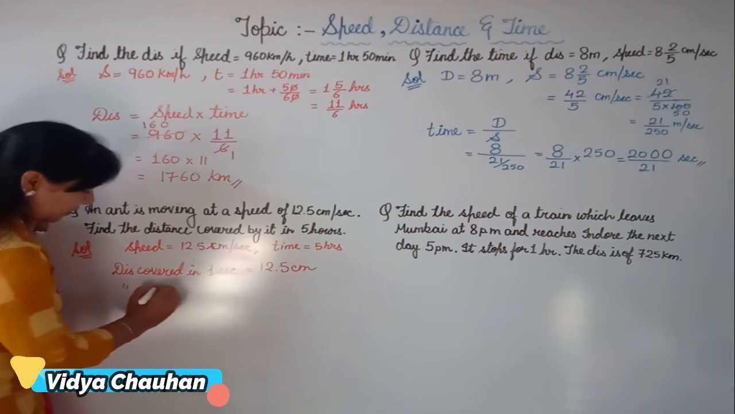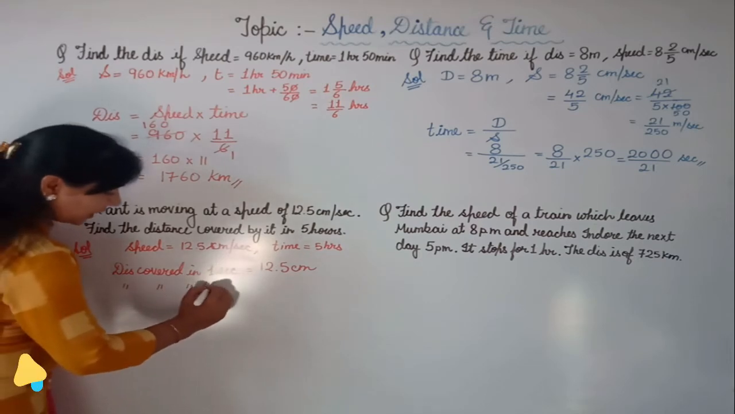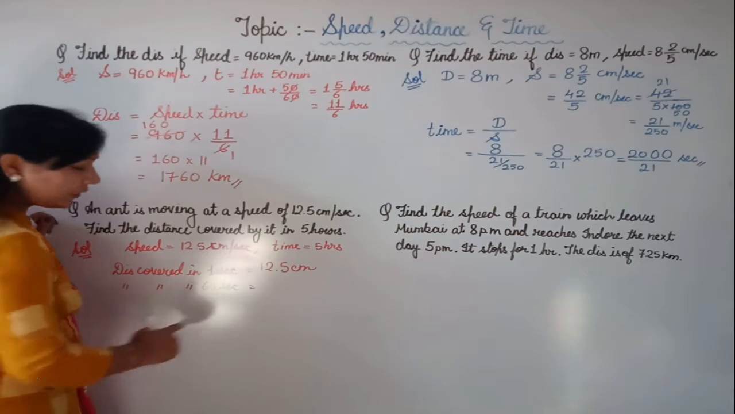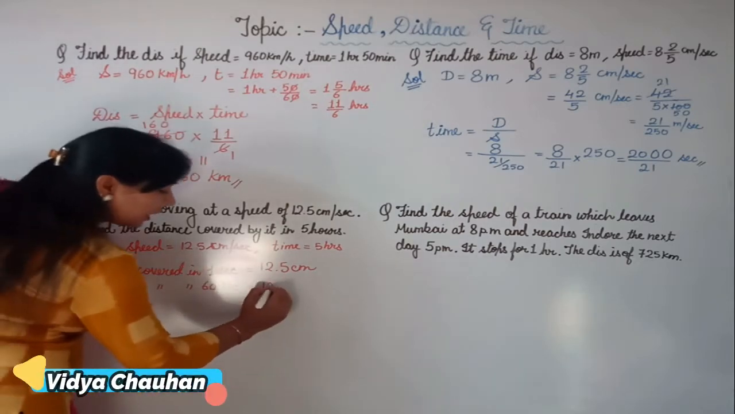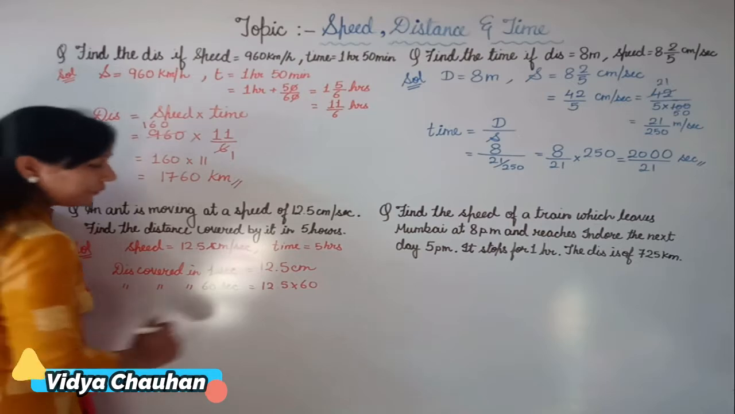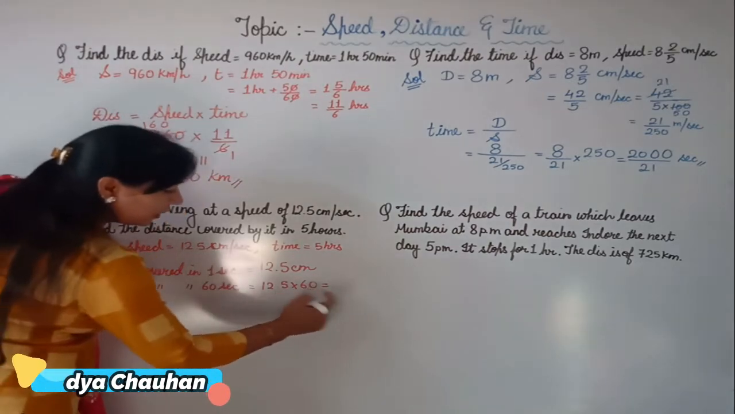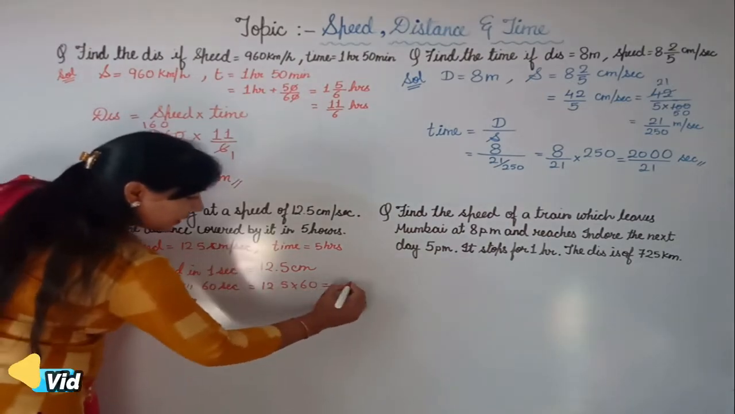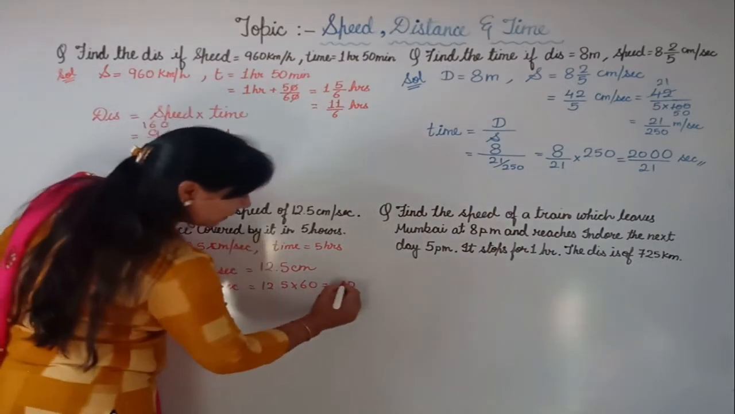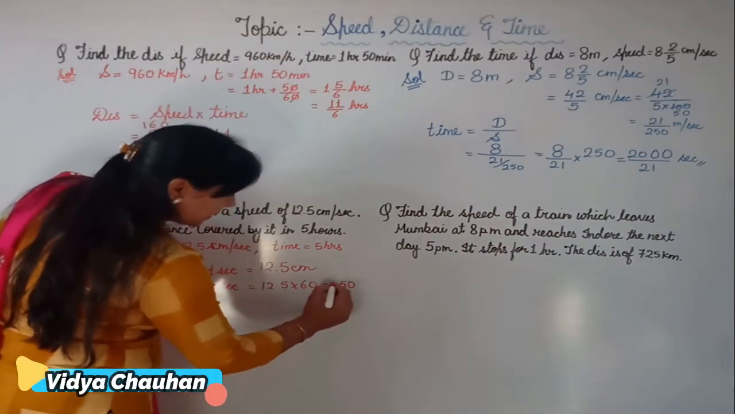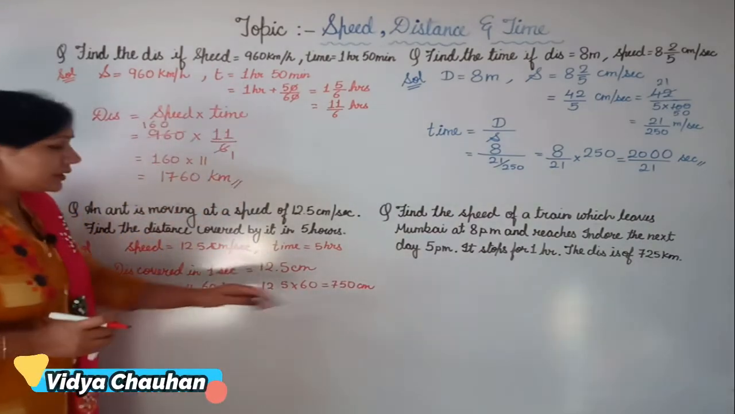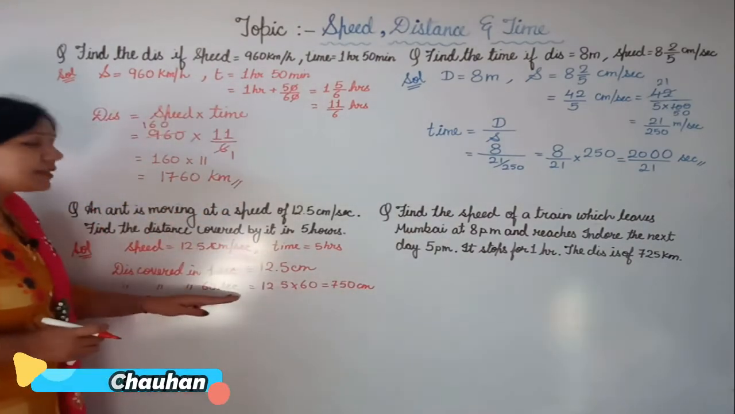Now, how much distance will the ant cover in 60 seconds? So that will be 12.5 multiplied by 60. When you multiply, you get 6 5s are 30, 3 here, 6 2s are 12, plus 3 is 15, 1 carry, 6 1s are 6, so 750 centimeter. So this is the distance covered by the ant in 60 seconds.